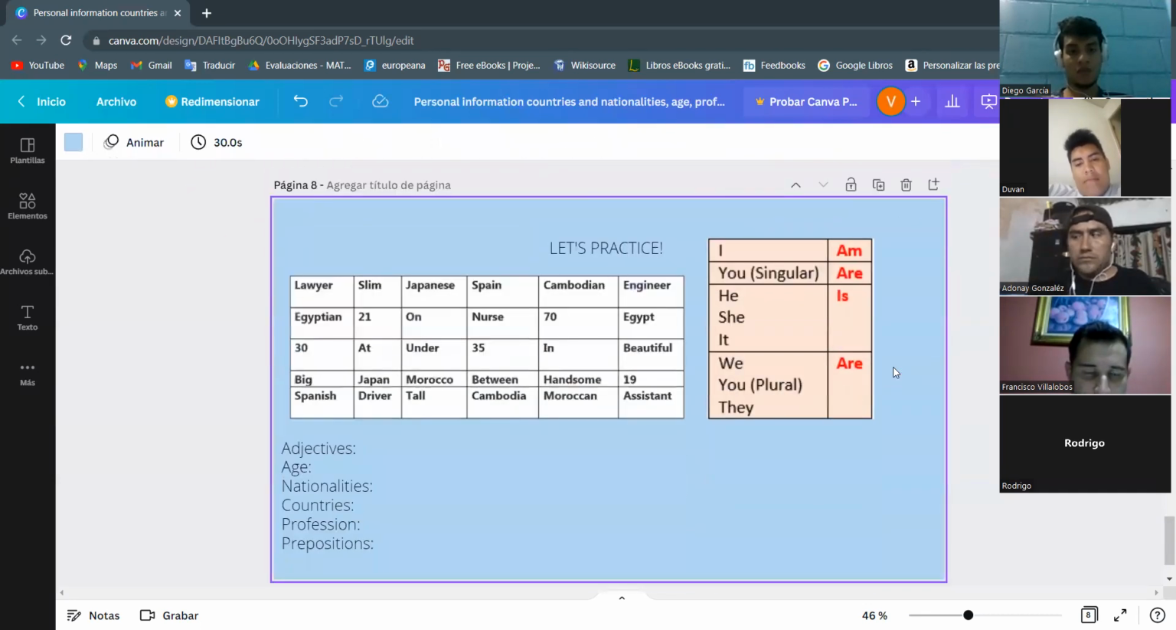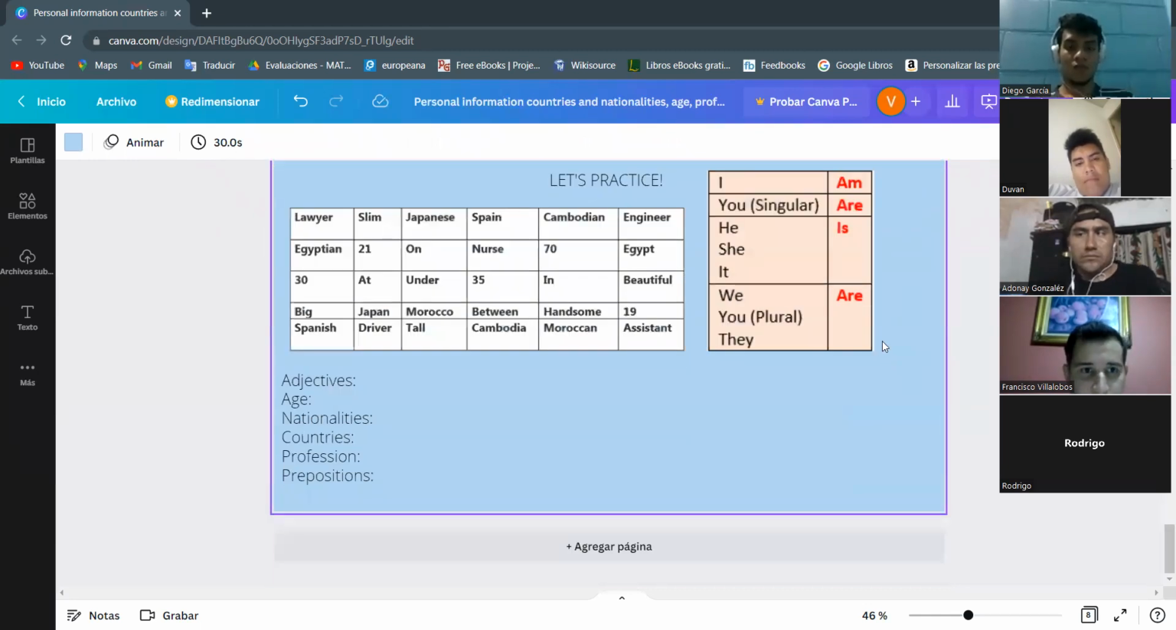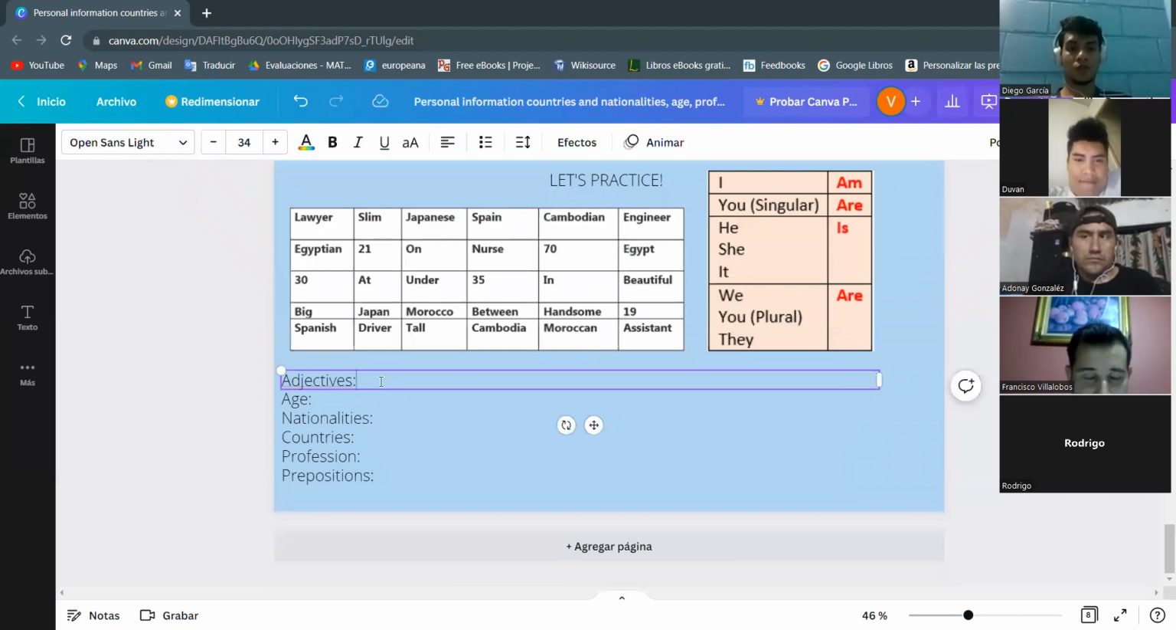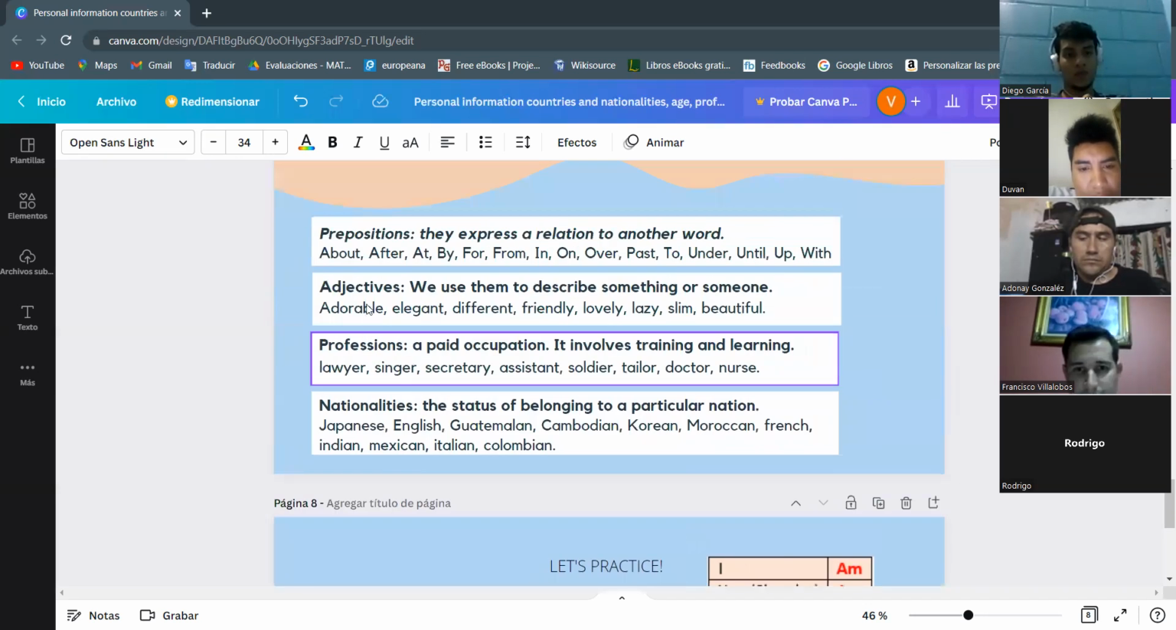Let's see. And this is just a little practice. Once we're done with this, we can go. Adjectives. Let's see the one with the first column, this one. Do you see an adjective there? Keep in mind that an adjective describes something or someone.